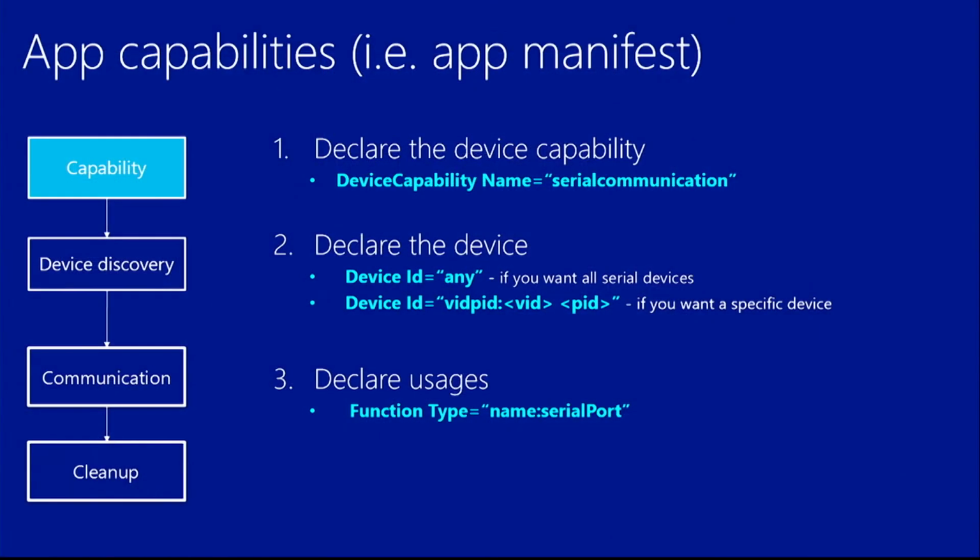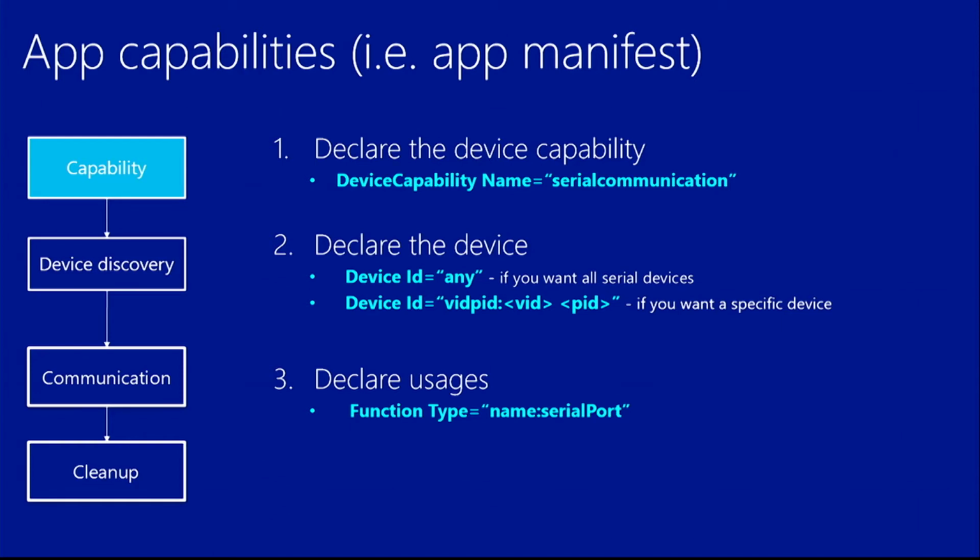The first one is, like we mentioned, the capability declaration. The capability declaration resides in the app manifest. There is a package.appxmanifest file that's generated with every Windows Universal App solution, and inside that you have to declare a device capability. For serial communication, the top-level device capability is just the full name, which is serial communication. Within that, there are two sub-capabilities: firstly, the device ID, and the second one is the function type.